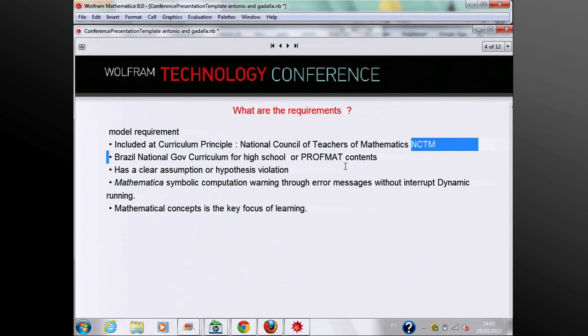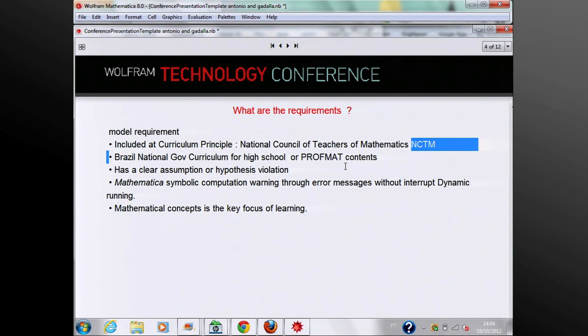Another requirement for the choice of the subject is that our subject must have a clear assumption of hypothesis violation. That's the problem. The students nowadays are mechanical. They do everything mechanically. They don't pay attention to the hypothesis. Let's return to the hypothesis. What are you doing? That's the hypothesis, because we're trying to find what the concepts are in the brain. That's the question.